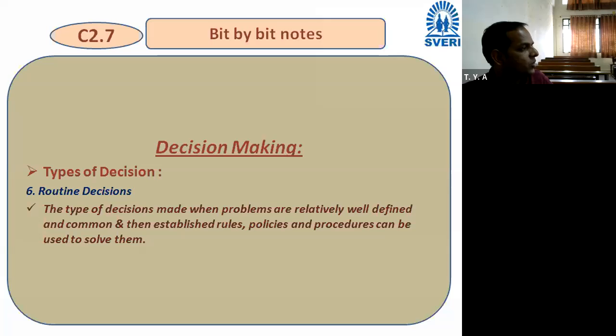Means what? Everything is well defined. Every day we have to do this, and everything is defined. Salary should be done every month. On the 30th salary should be released by the administrative department. Every month this is a routine. There are 12 months in a year, the same routine is there, right? So such decisions come under the routine decision.